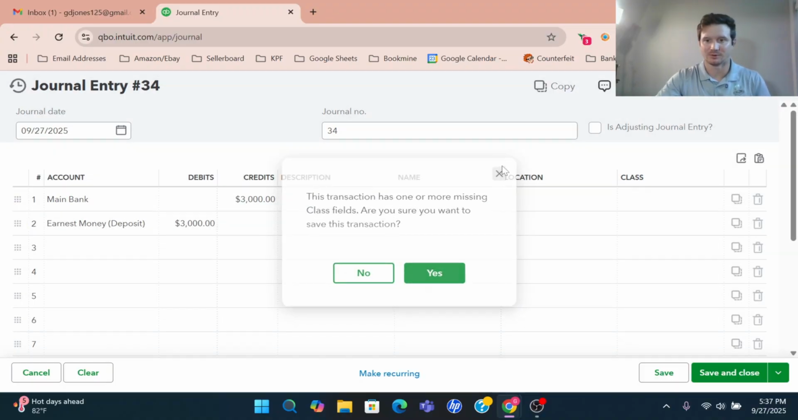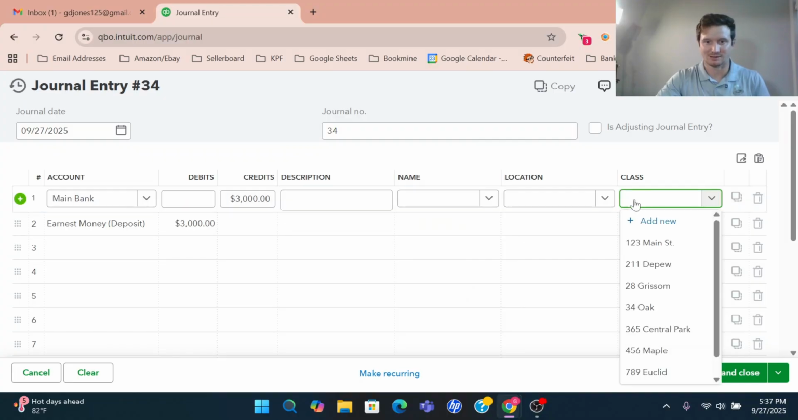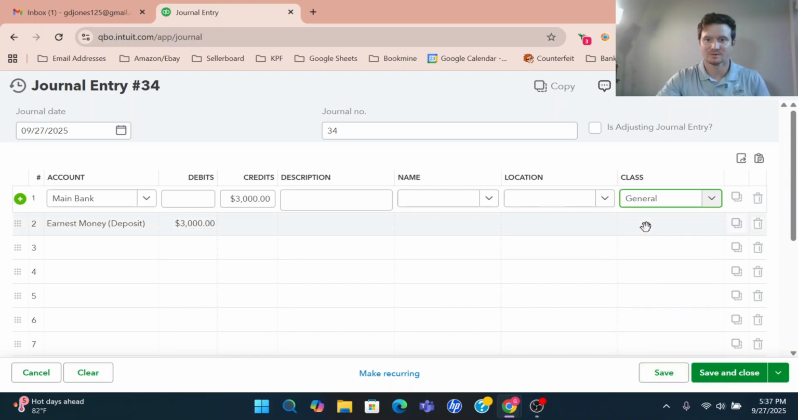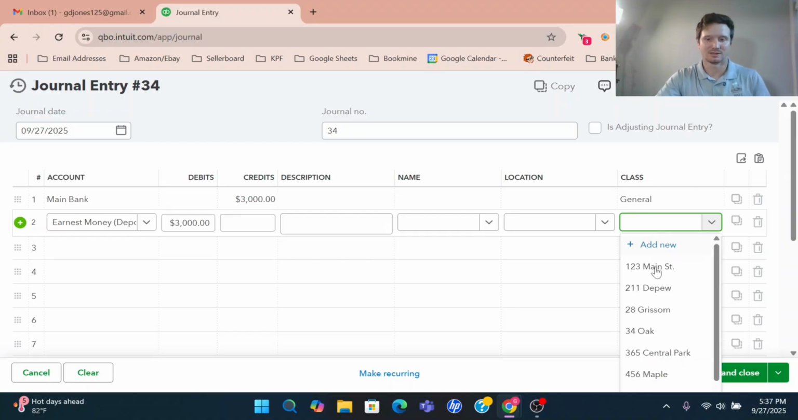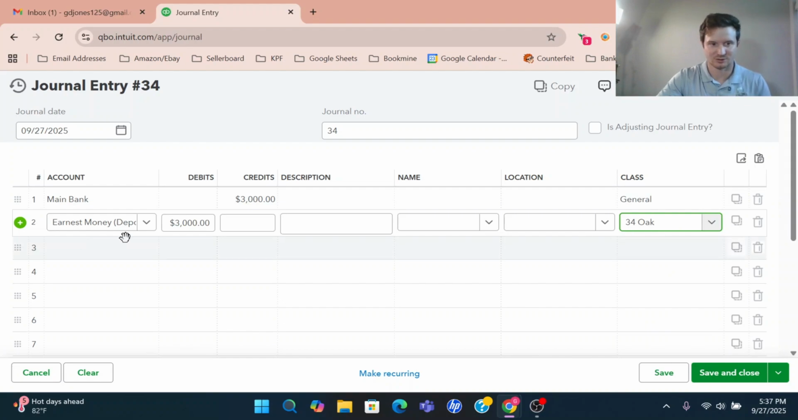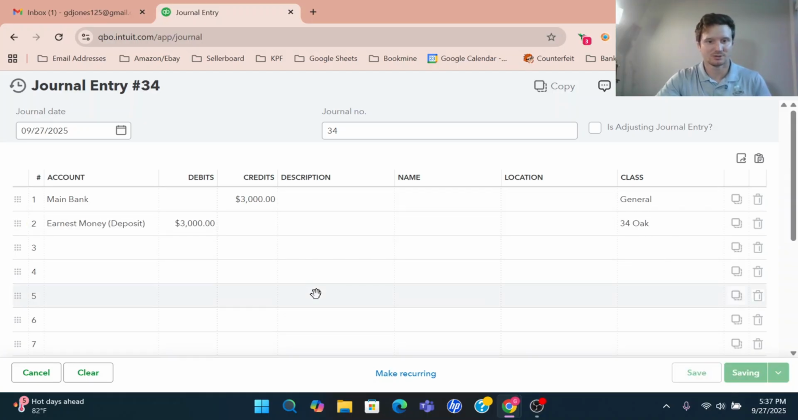Oh yeah, I forgot. Always remember to put our classes in. Since this main bank account isn't attached to anything, I always just put it as general. And then you always want to put this with a property. So in QuickBooks, each property is going to be labeled underneath a class. And we'll say this is 34 Oak. It's just one I haven't used yet. And so the money is coming out of our business bank account, out of our general, the bank account that we use for all the properties we purchase, and then going into the 34 Oak that we want to purchase. We'll save and close that.